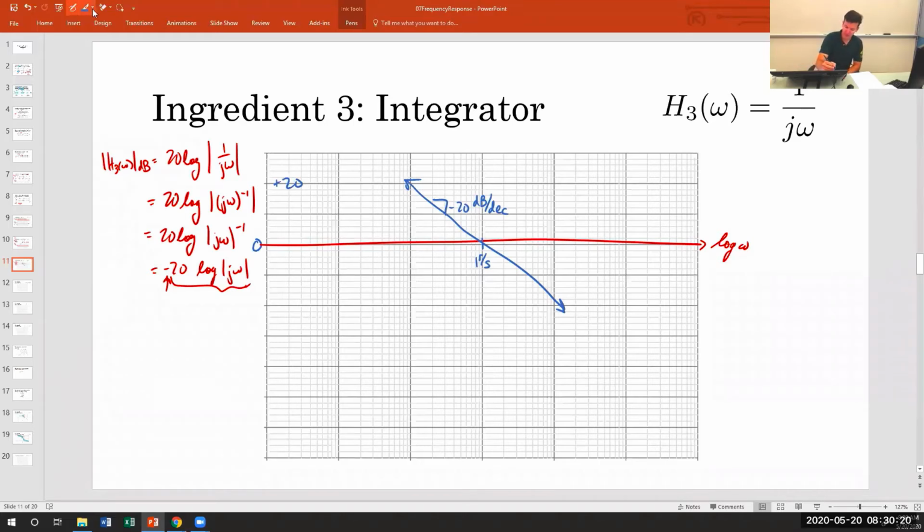And then for phase, actually the same kind of analysis holds. The phase of H3 is the phase of 1 on j omega. Well, there are a lot of ways to do this. You can say it's the phase of j times negative omega, if I multiply top and bottom by j. So that gives me the phase of negative j over omega, which is negative 90 degrees, assuming omega is positive.